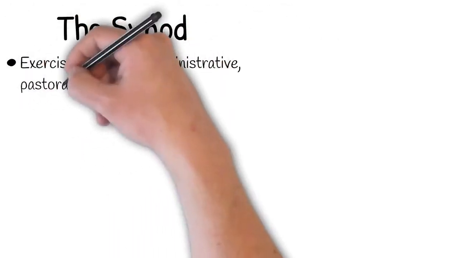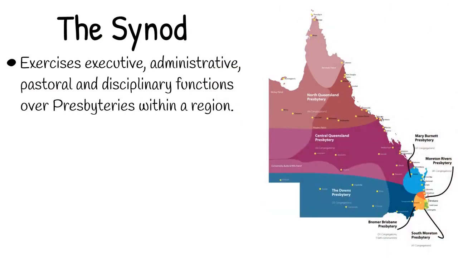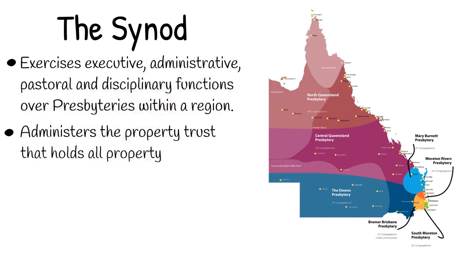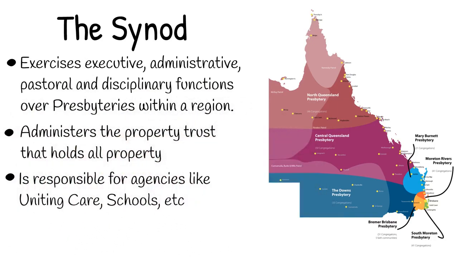So if we zoom out a bit further, the next organisation we have within the Uniting Church is called the Synod. And the Synod exercises executive, administrative, pastoral and disciplinary functions over presbyteries within the region. In Queensland, the Synod also administers what's called the Property Trust. That is the legal entity that holds all of our property. And the Synod is also responsible for agencies like Uniting Care and schools, other parts of the church that aren't necessarily directly run by a congregation.